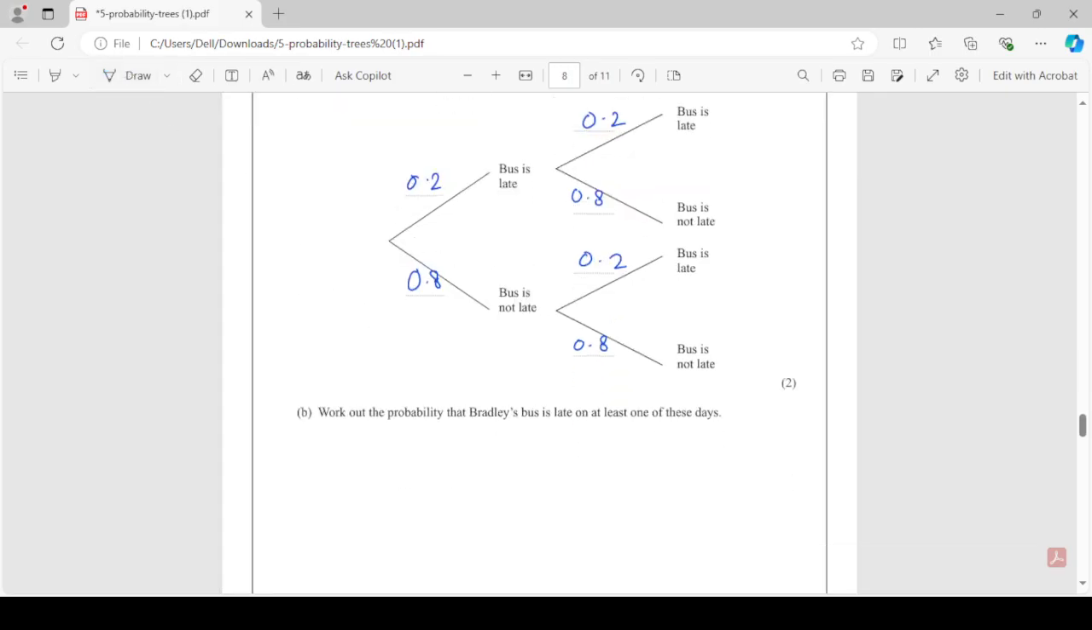Work out the probability that Bradley's bus is late on at least one of these days. We will have 3 different combinations here. The first combination is that Bradley's bus is late on Saturday and also late on Sunday.